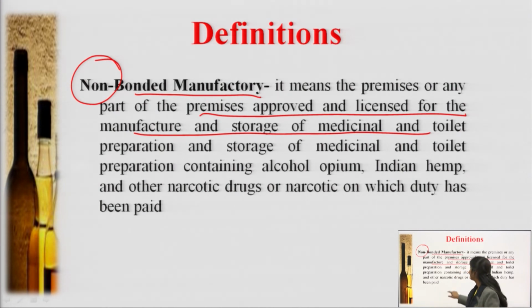So, we can see the difference, that is duty has been paid. This is the major difference between the two. The area is also permitted as well as the duty has also been paid. So, the two words are complementary, that is bonded manufactory and non-bonded manufactory. Both words go hand in hand, that is in bonded manufactory duty has not been paid as well as in non-bonded manufactory duty has been paid. But in both the concepts the areas are approved and registered by the government.